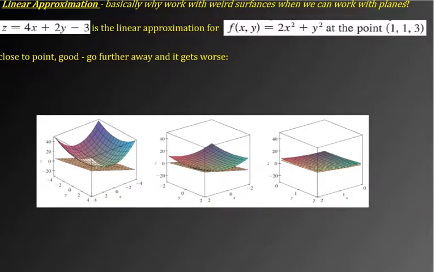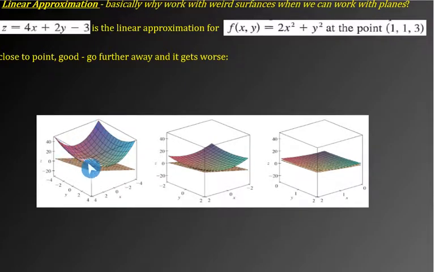Another use of this stuff is something called linear approximation. When you get to harder courses, a lot of engineering again, it sometimes gets hard to work with the messy function. Now this one's actually a fairly easy function, but if it's really, really complicated, what we do is create these tangent planes, and then use those as an approximation for what this looks like, but only near the point. Close to the point is going to be good, and the further away it would get worse, right?